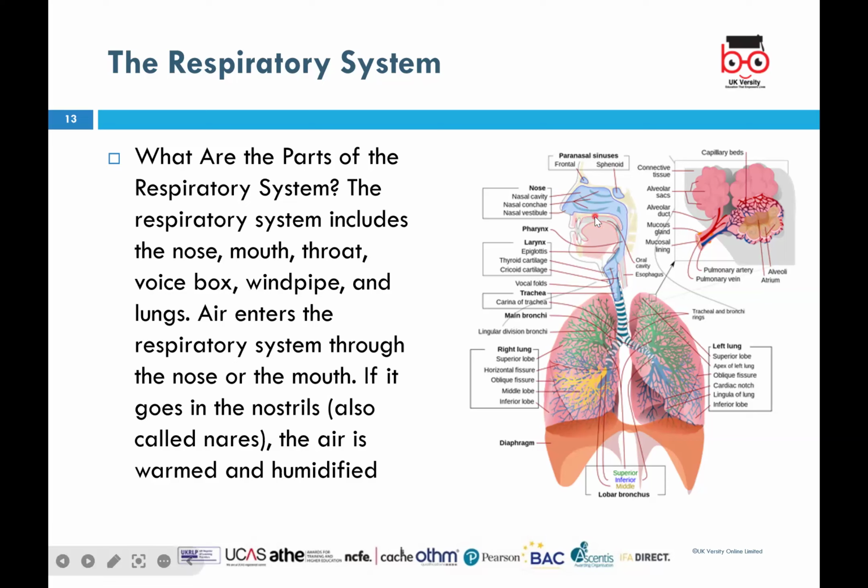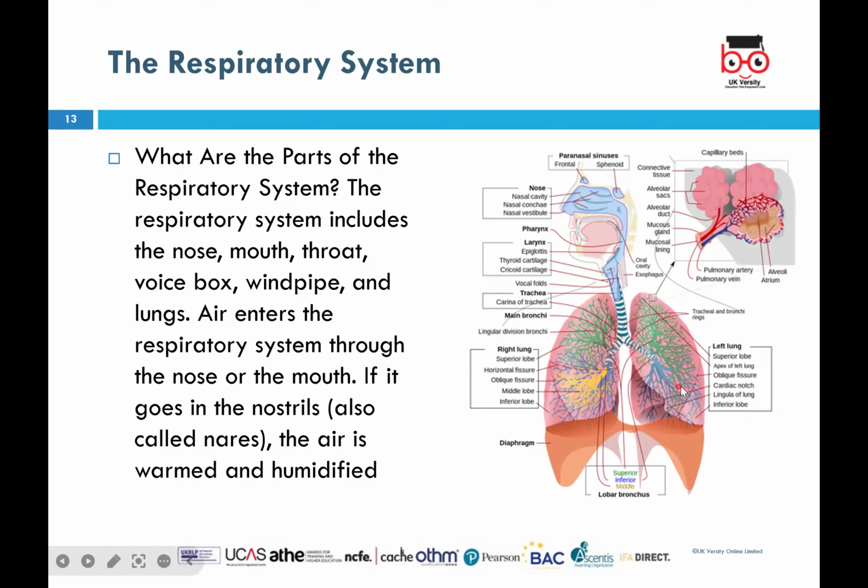You have the nose, and different parts within it. You have the pharynx, which is known as the windpipe, very close to the digestive system. You have the larynx, which is known as the voice box. You have the trachea. From the trachea, all this air goes into the lungs.